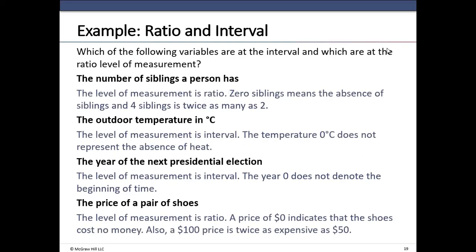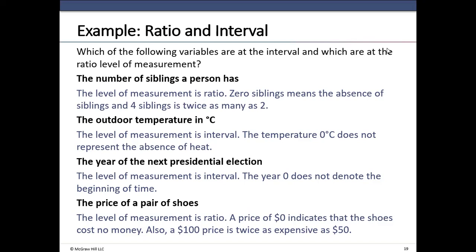Example, which of the following variables are at interval and which are at the ratio level of measurement? Number of siblings a person has. So here, zero has a meaning. So it's ratio. The level of measurement is ratio. Zero siblings means absence of siblings, and four siblings means twice as many as two. So ratio level of measurement.